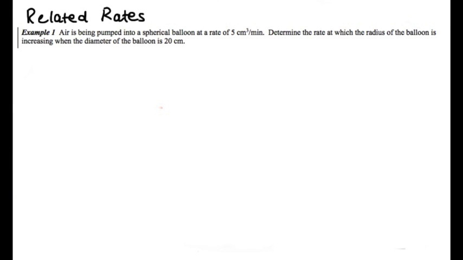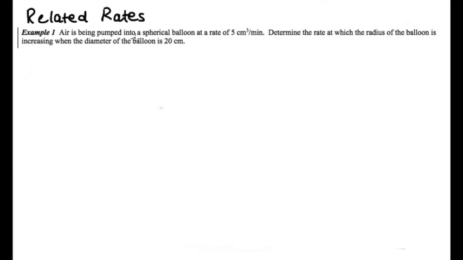So related rates. Let's read this example from Paul's Online Math Notes for Calculus 1. Air is being pumped into a spherical balloon at a rate of 5 centimeters cubed per minute. Determine the rate at which the radius of the balloon is increasing when the diameter of the balloon is 20 centimeters. So we're no longer dealing with functions with respect to x. We're dealing with functions with respect to time.